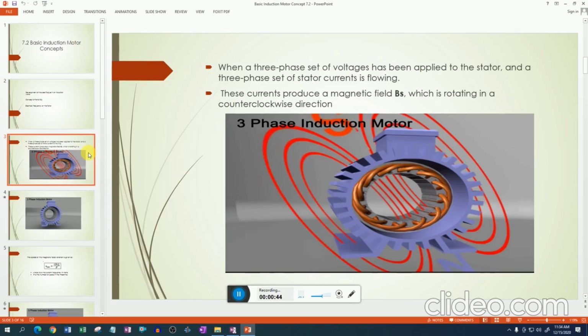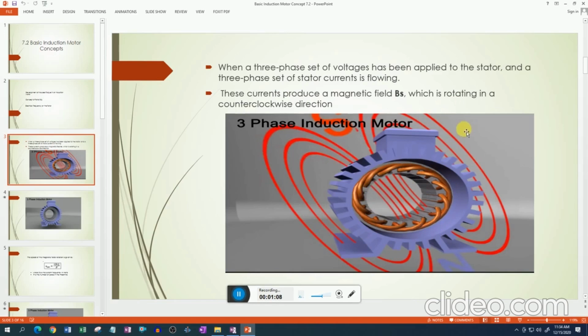From the very beginning, when a three-phase set of voltage is applied to the stator, a three-phase set of stator current flows. These currents produce a magnetic field Bs. This is the stator magnetic field, which is rotating in a counterclockwise direction. This is the stator winding in which the current is flowing.